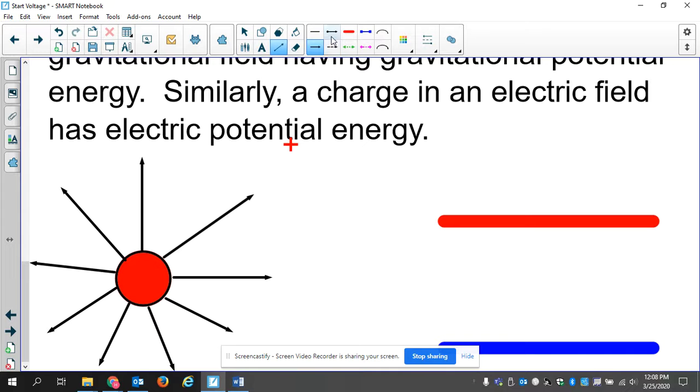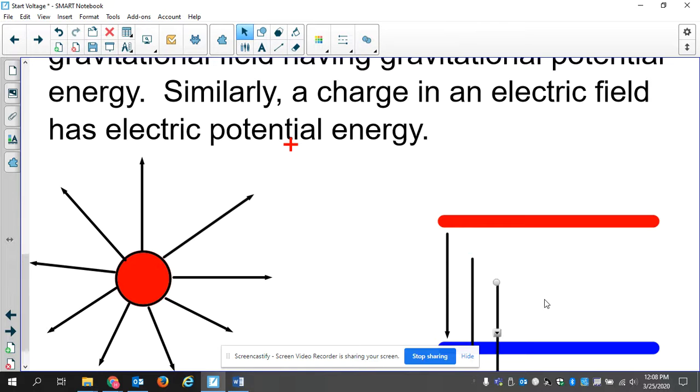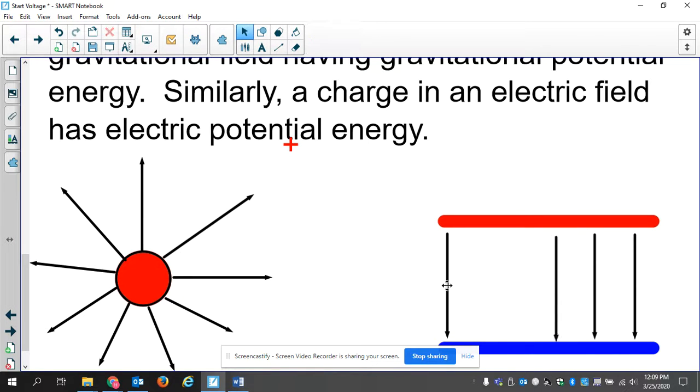If we were to draw a picture of the electric field that exists between the plates, that would look a lot more like this. Let me try and just do it this way. So for here, we'd have an electric field that is a lot more consistently spaced. Let's get a couple more. That should do it. And so here, this would be a picture of the electric field that exists between the plates.